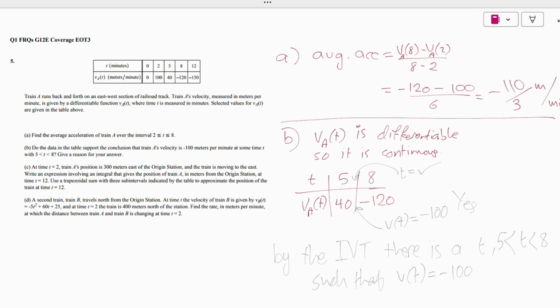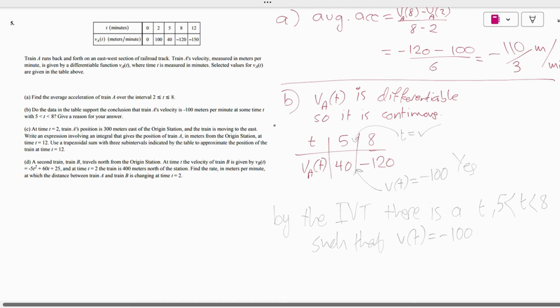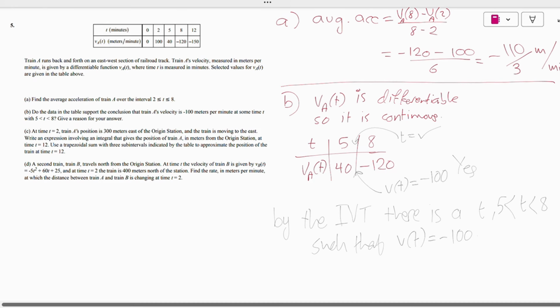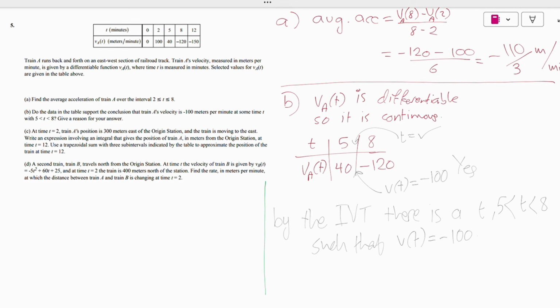Okay, so what do we have in part C? Part C says at time t equals 2, train A's position. The position of train A at t equals 2 is 300 east of the origin station, and the train is moving to the east. Write an expression involving an integral that gives the position of train A.